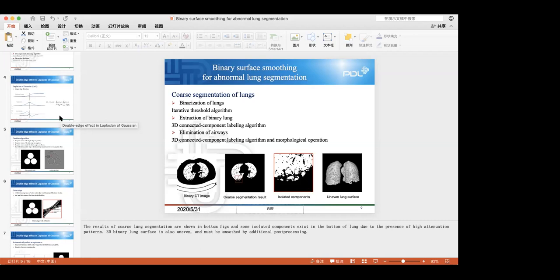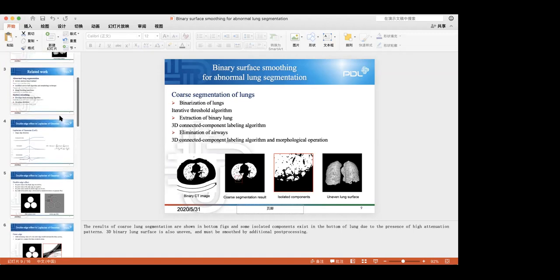Because our dataset is from the second Xianyang hospital, and they are all lungs. But I think our method is useful for other organs because their anatomical structures are similar.